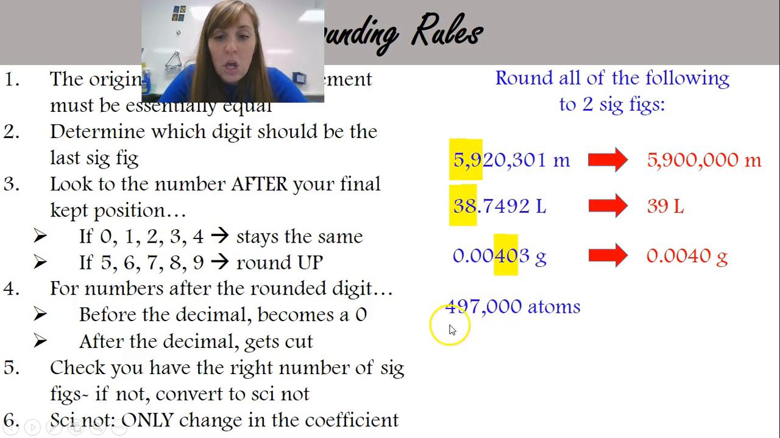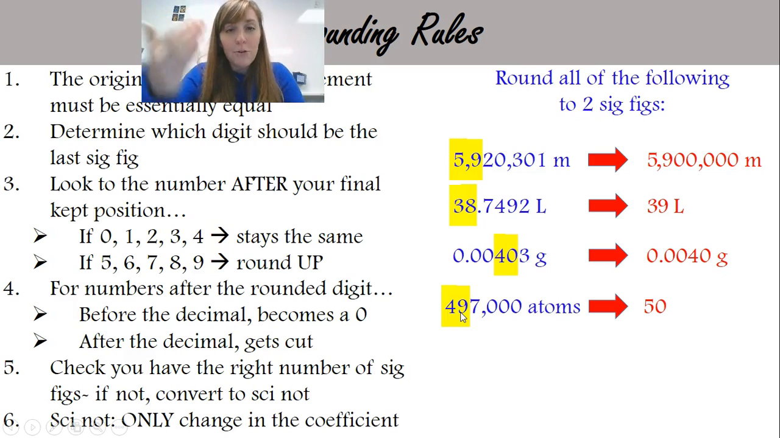479,000 atoms. So my first two sig figs, the 4 and the 9, are the ones that we are looking at. After this, the 7 is going to bump up the 9. And as you know, the number after 9 is 10. So it's going to convert this 9 to a 0, but then you have that leftover 1 in the 10 to go to the 4. So it's actually going to be a 5, 0. You can think of it as this being 49. The 7 bumps it up, so the number after 49 is 50. The numbers after where we did our rounding all changed to 0.